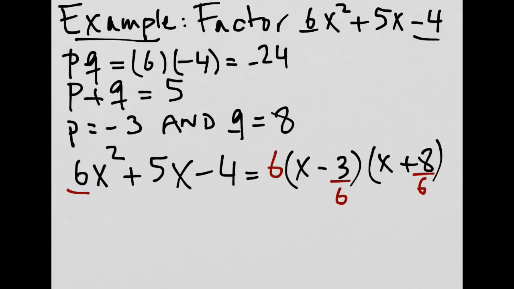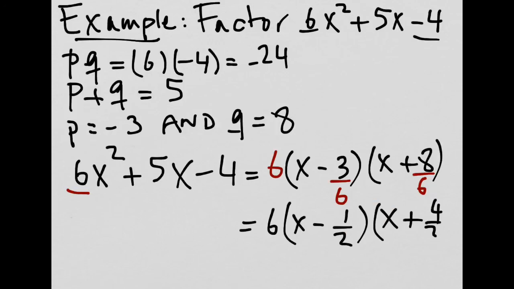And finally, we take that leading coefficient 6, we multiply it in front and divide it by p and q. So the factorization becomes 6x minus 1/2, x plus 4/3.